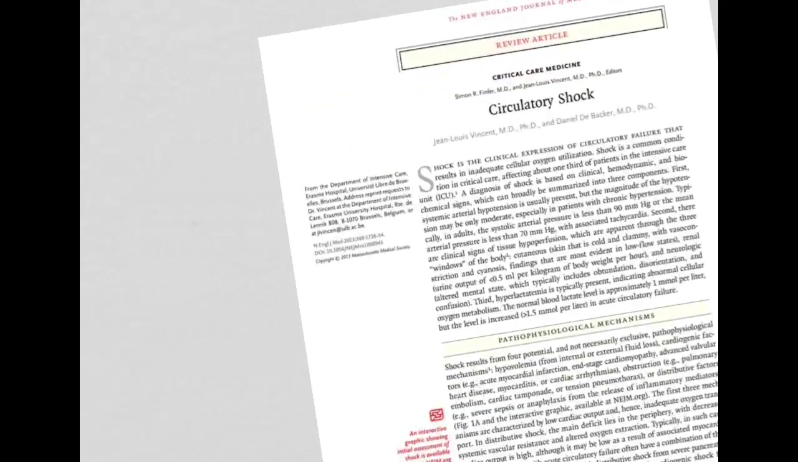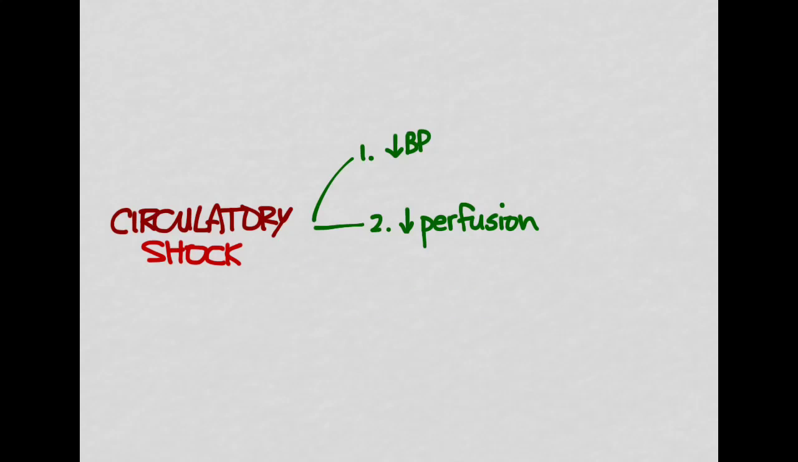The October 31st, 2013 issue of the New England Journal of Medicine had a great article on circulatory shock by Vincent and DeBacker. So I thought this would be a great time to go over this topic. They defined the diagnosis based on three components: hypotension, hypoperfusion, and a high lactate, which means that there's abnormal cellular oxygen metabolism. So let's look at these three in a bit more detail.